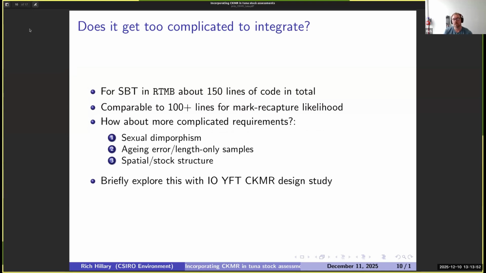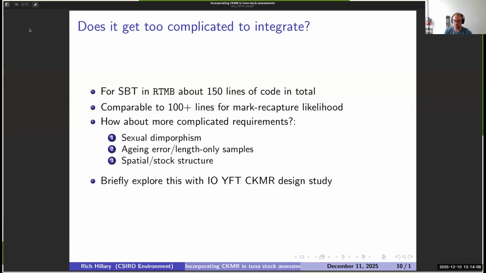Okay, does it start to get too complicated to integrate to a model? Are you better off doing it outside? I would say no. At least for the SBT case, we're migrating everything across to RTMB, which I think Darcy's going to talk about tomorrow. But all up, that's about 150 lines of code.